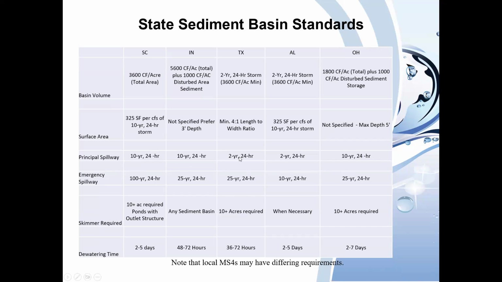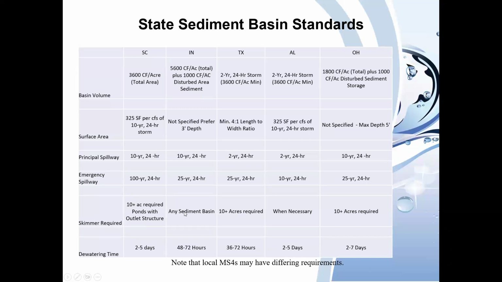Principal spillway, either 2-year or 10-year storm. Now, the principal spillway is going to be your skimmer and typically the top of your riser structure. Then most, really all states require an emergency spillway, anywhere from the 10-year to 100-year storm, with the 25-year storm being most common. Skimmers required: South Carolina says 10 acres or more, but how it's enforced is any basin with an outlet structure. In South Carolina, you can have a sediment trap, like a rock outlet, for up to 5 acres. So really anything over 5 acres is going to have an outlet structure and need a skimmer.